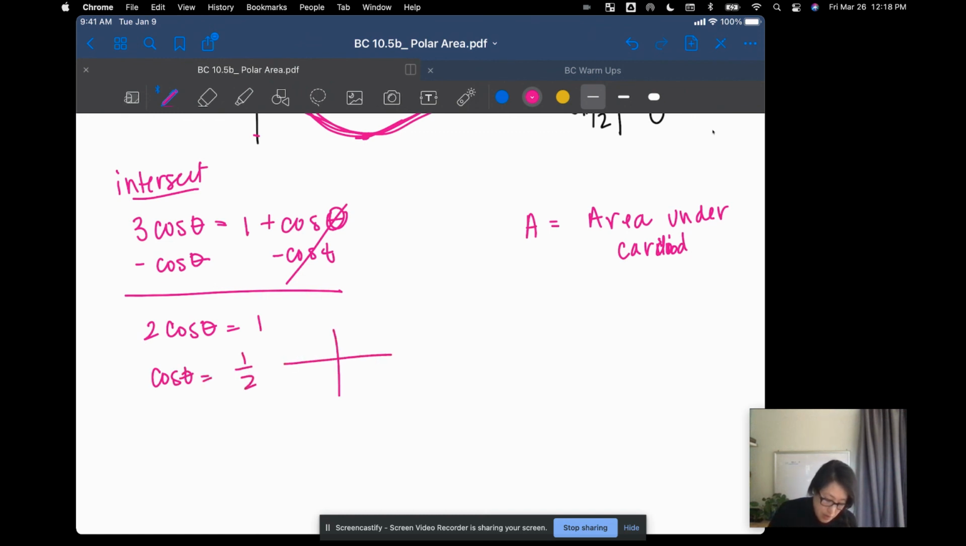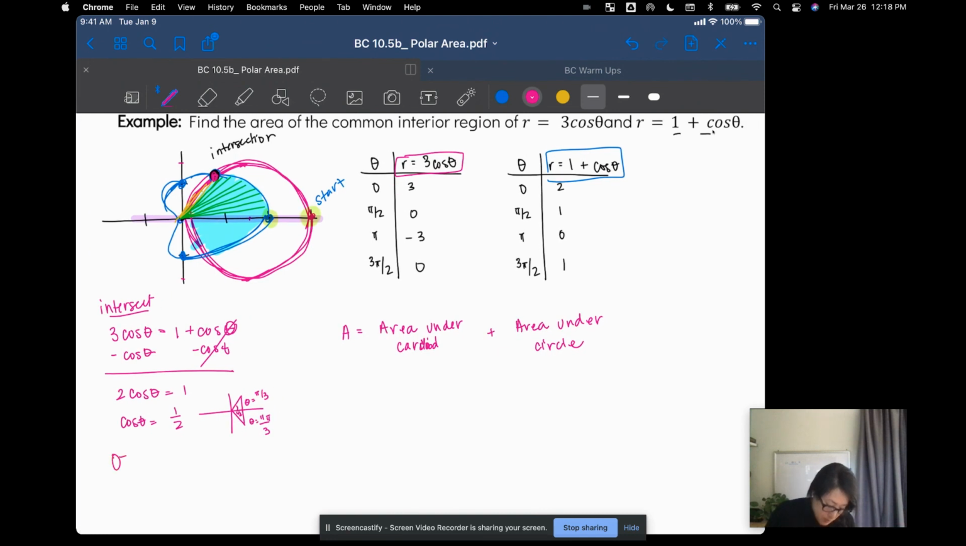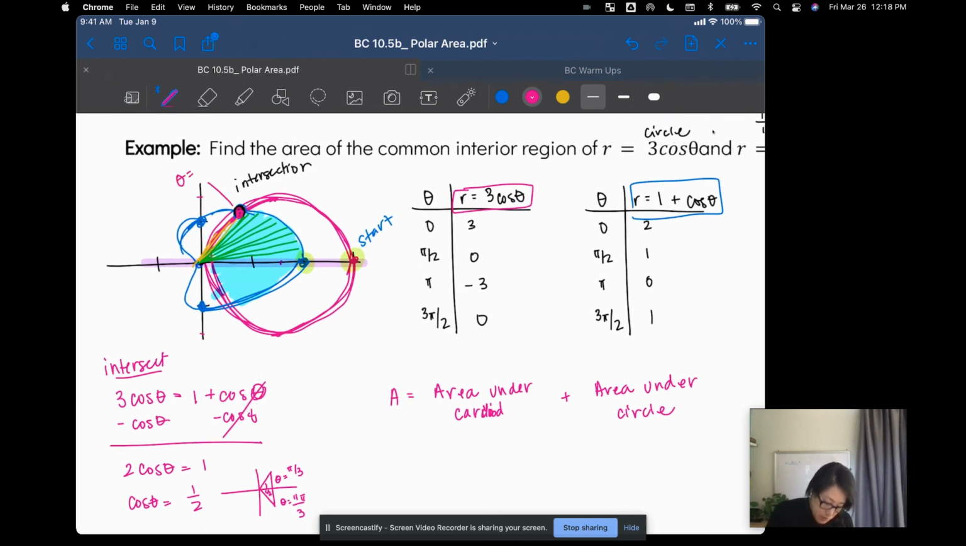I know cosine theta is equal to 1/2 is an x-axis situation. So that means that theta would equal pi over 3 and negative pi over 3, or theta is equal to 11 pi over 3. So the two curves intersect at theta is equal to pi over 3 and theta is equal to 11 pi over 3. But I don't really care about the second intersection because I'm going to use symmetry to help me out. Oh, I know what I forgot.